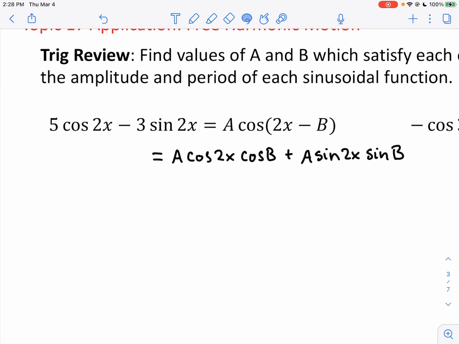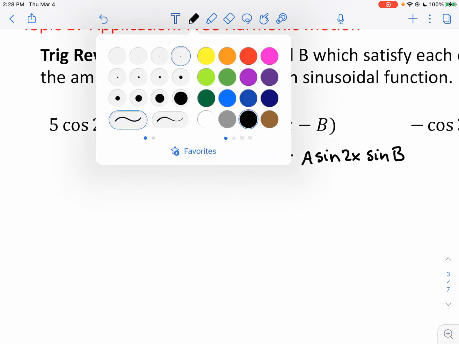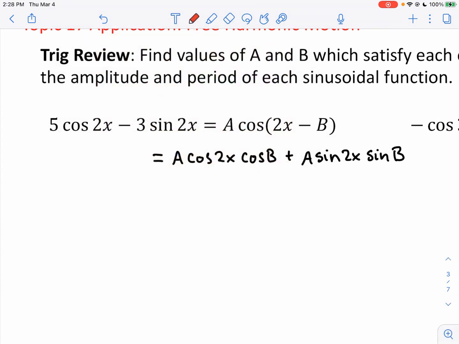Okay, so let me move this over again just slightly more. So this is what we get when we do the cosine of alpha minus beta formula, the cosine subtraction identity. Now what we want to do is equate the coefficients on both sides of this equation, and I'm going to use color coding to do this.